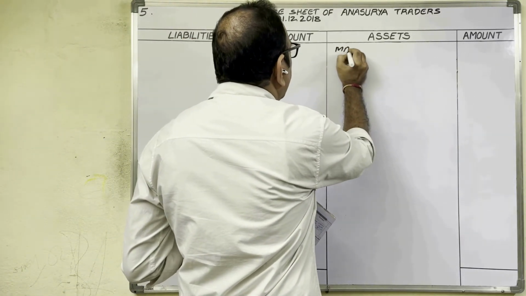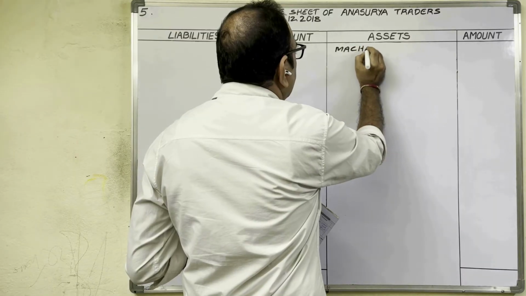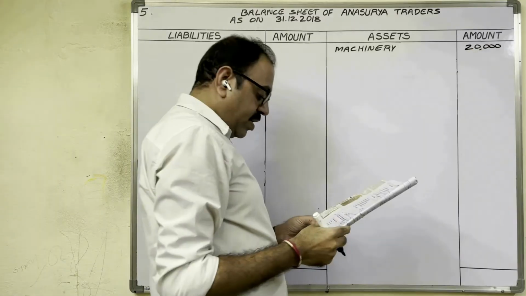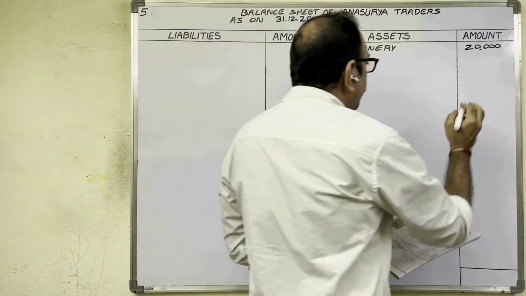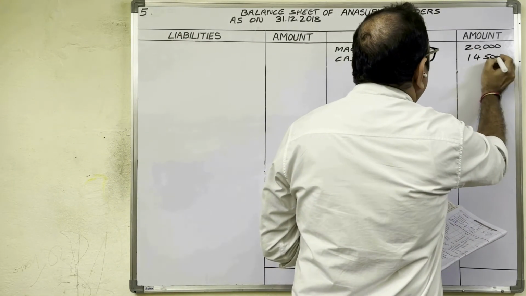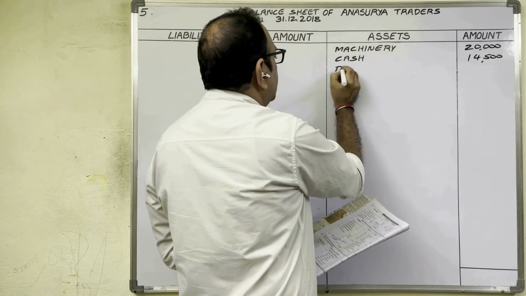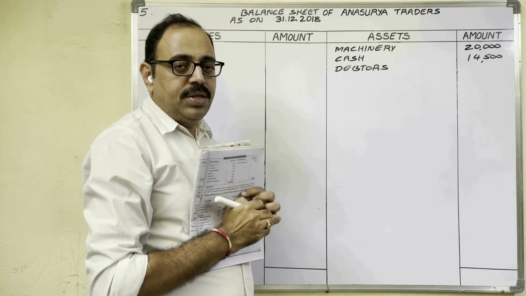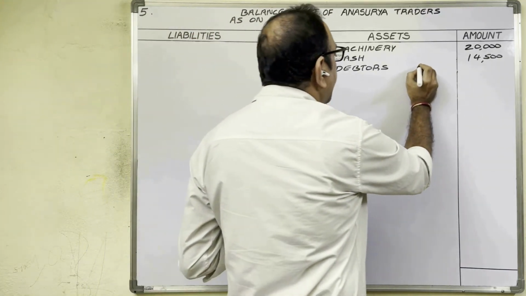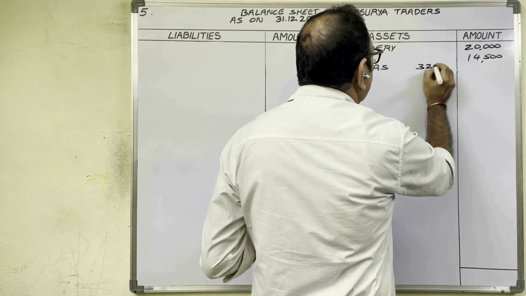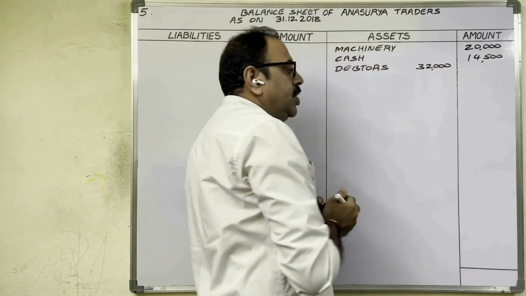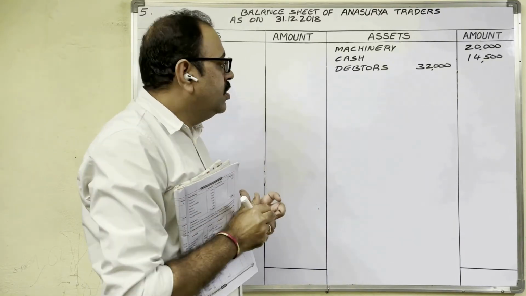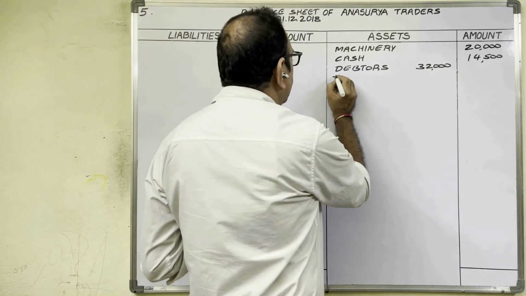Machinery is an asset. Asset side it comes. Don't start with the buy because this is not an account. Directly at the right. Amount 20,000 rupees. Cash. Cash is an asset. 14,500. Debtors. Asset. Two adjustments are there: bad debts and RDD. Therefore, debtors amount you have to write in inner column, 32,000 rupees. These two amounts you have to subtract because money is not going to come. First, bad debts we should deduct.